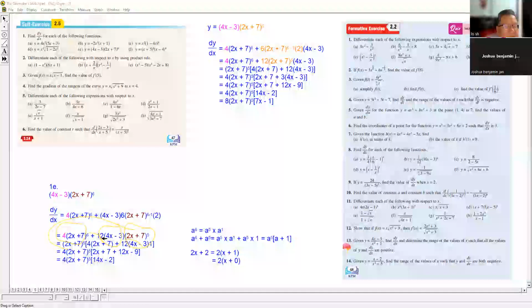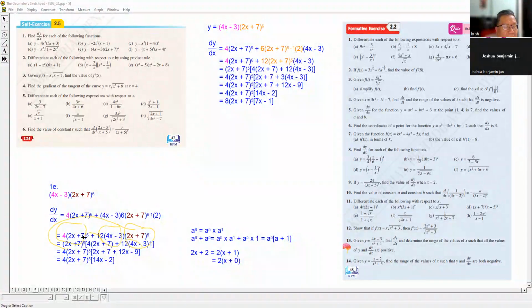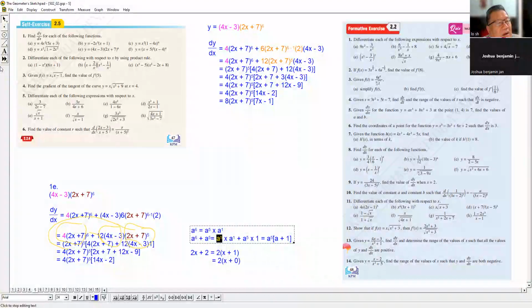So what is it? The 2x plus 7 to the power of 5, you move to the front there. This one is 5. Correct. You change the 4 times 2x plus 7 to the power of 6, you change the place with the 2x plus 7 to the power of 5. Power 1. It's like this.